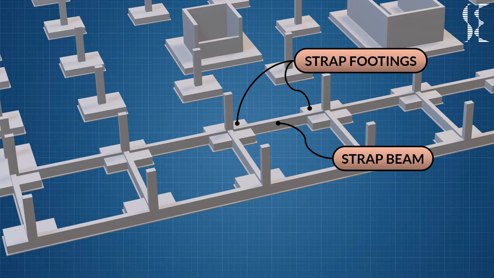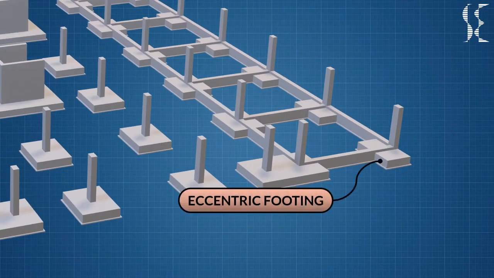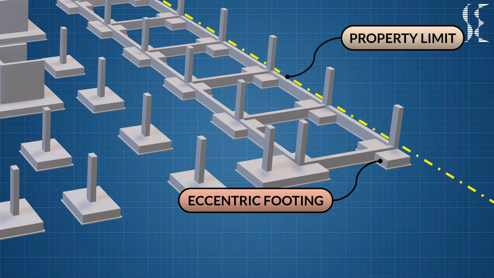Next in shallow footings we have the eccentric footing, which is a type of isolated footing in which the column is at the edge of the footing. It is constructed when the exterior column is close to the boundary or property line and hence there is no scope to extend footings beyond the column face. In this case, the eccentric footing is connected by a strap beam to the isolated footing.